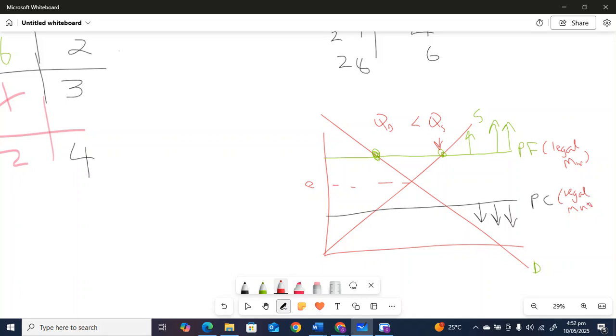So since it's a ceiling, you can't go above it. You only can go down. So the price ceiling is below the equilibrium price. Okay. And it's the consumers who benefit from it. So when a price ceiling is enacted, we're going to have a shortage. Okay. Because the suppliers are not going to be happy. Okay. Yes.